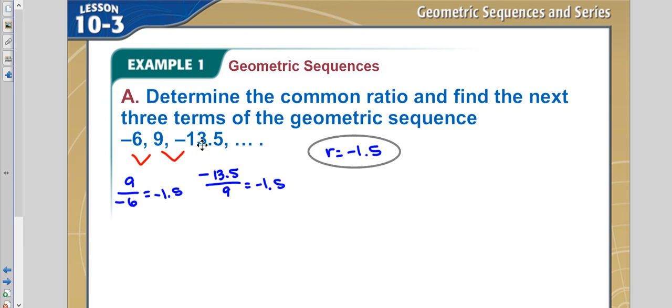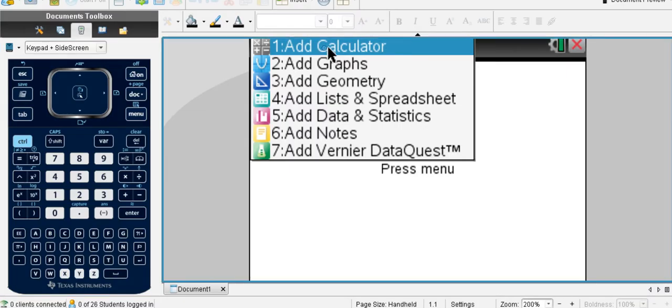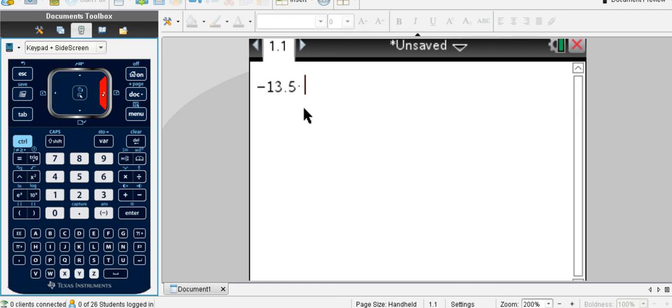So what I'll do is multiply each of these terms by -1.5. So my next term would be -13.5 times -1.5. And I'll use the calculator to help me out here. So we have -13.5, and we're going to multiply this by -1.5. Okay, and then we'll do it again.